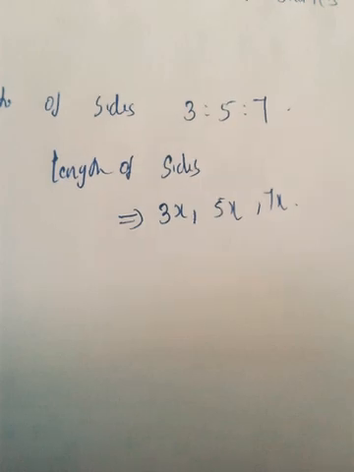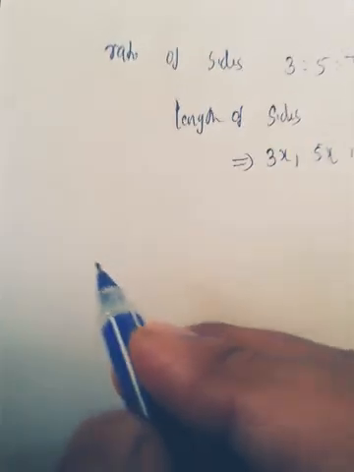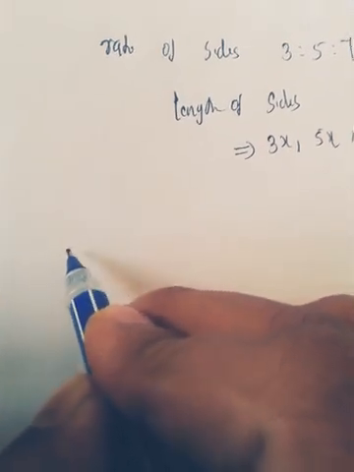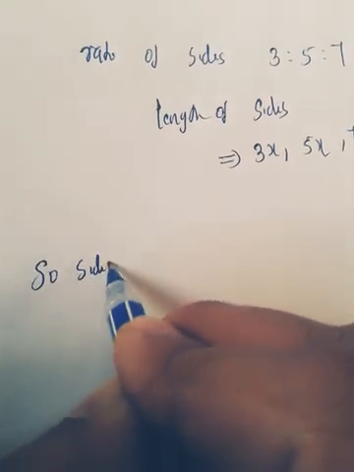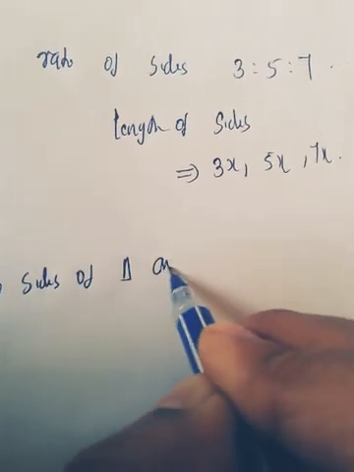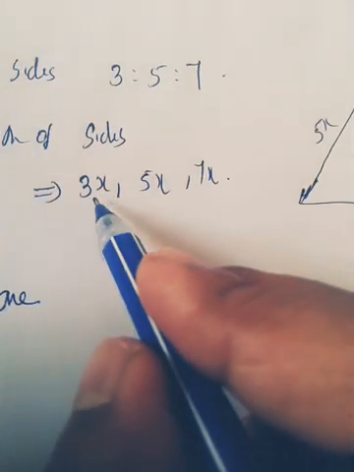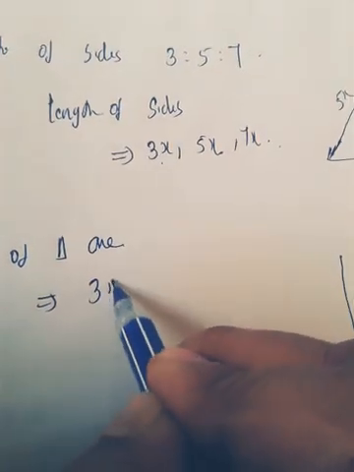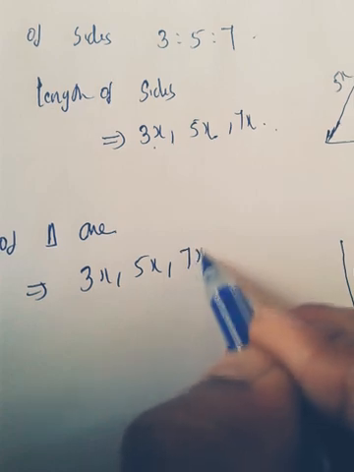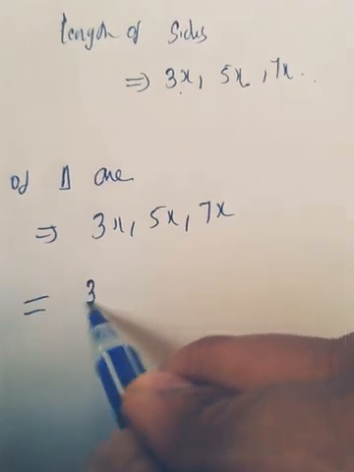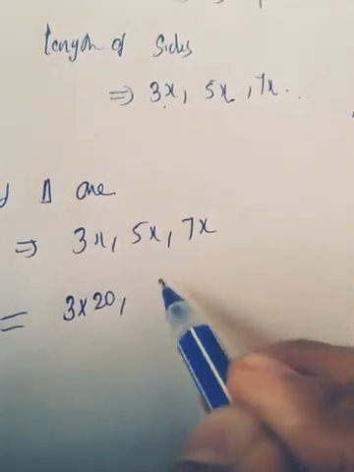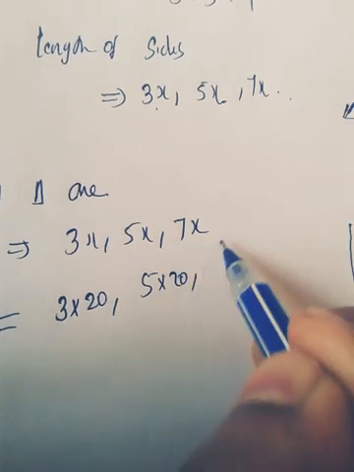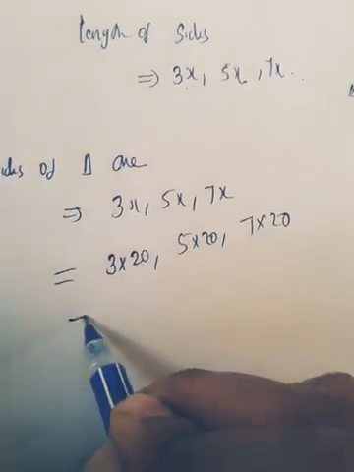Clear? Now it is the time to calculate the sides, because we got the value of x as 20. So the sides of the triangle are 3x, 5x, 7x. And now we got the value of x as 20. So substitute the same value of x here. So it becomes 3 into 20, then 5x becomes 5 into 20, 7x becomes 7 into 20. So this will be the sides.